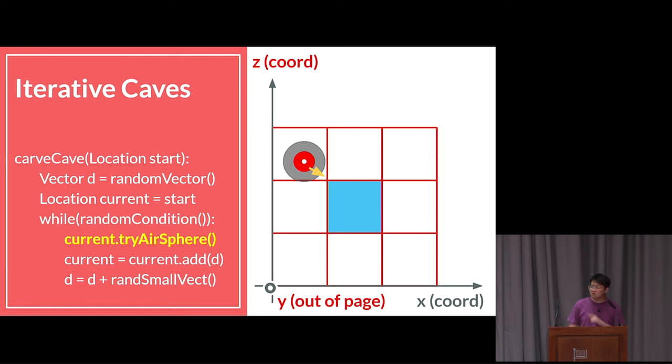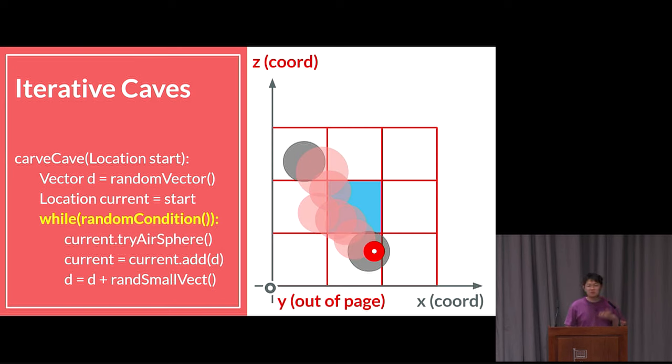So this gray sphere here doesn't actually do anything. Then this red dot will move forward, and it will try to change the direction and carve again. This time, because the circle overlaps with the blue chunk, it will take a piece out of the chunk and carve air instead. This is how the iterative caves work. And you just repeat and repeat until you get this wormy-looking shape through the world. And only the red circles will apply to this blue chunk.